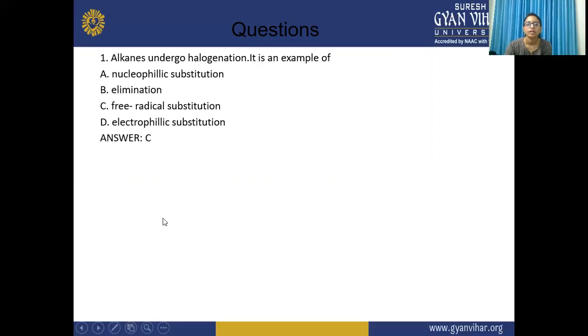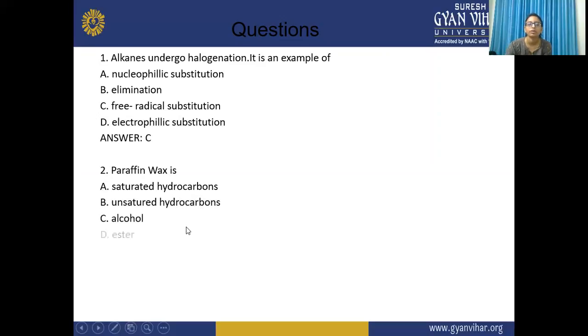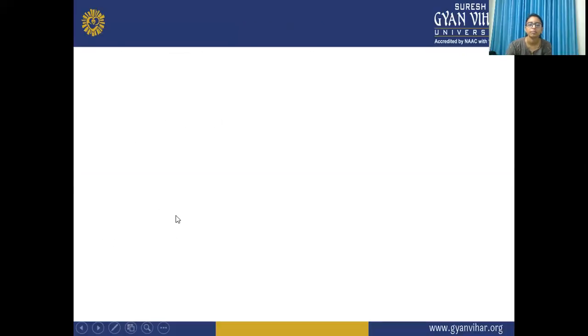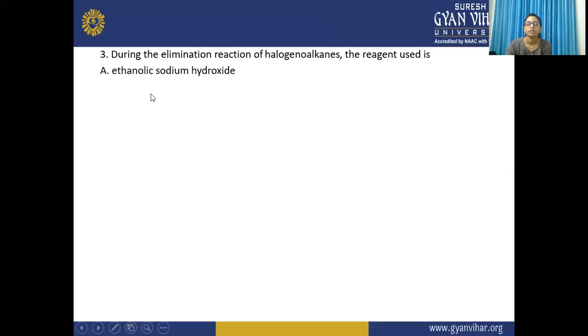So here the second is your paraffin wax. Paraffin wax is a saturated hydrocarbon, unsaturated hydrocarbon, alcohol, or your ester. So it is your saturated hydrocarbon that comes under the category of alkanes. Now, during the elimination reaction of halogen alkane, the reagent used is ethanolic sodium hydroxide, ethanoic acid, ethanoate, or ethane. So here the answer is ethanolic sodium hydroxide.